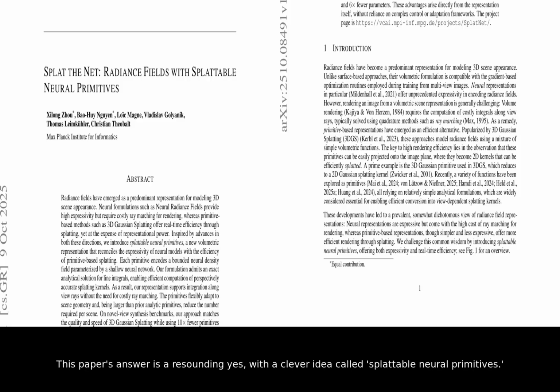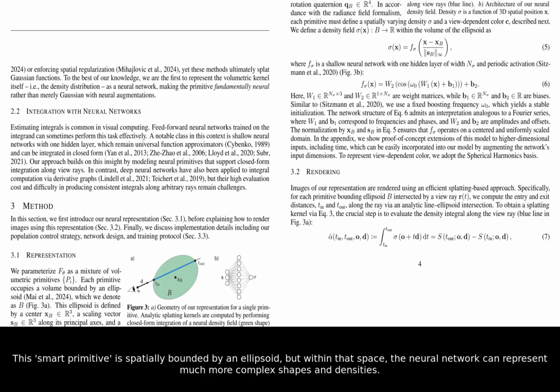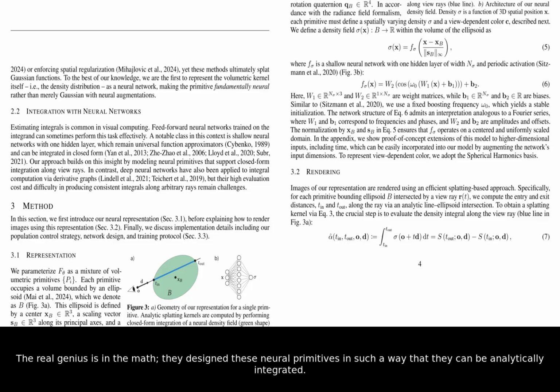This paper's answer is a resounding yes, with a clever idea called splattable neural primitives. Instead of a simple, static blob, each primitive in their model is its own tiny, self-contained neural network. This smart primitive is spatially bounded by an ellipsoid, but within that space, the neural network can represent much more complex shapes and densities. The real genius is in the math.